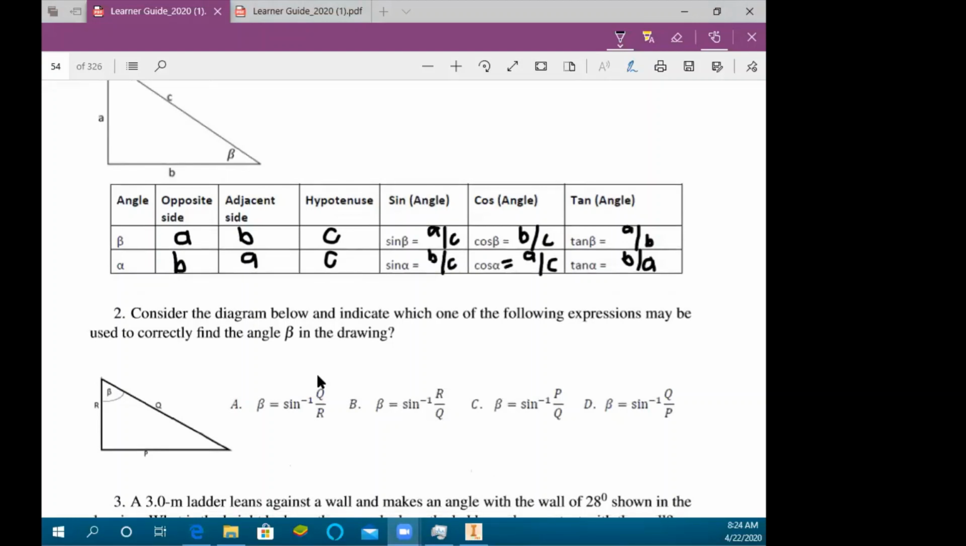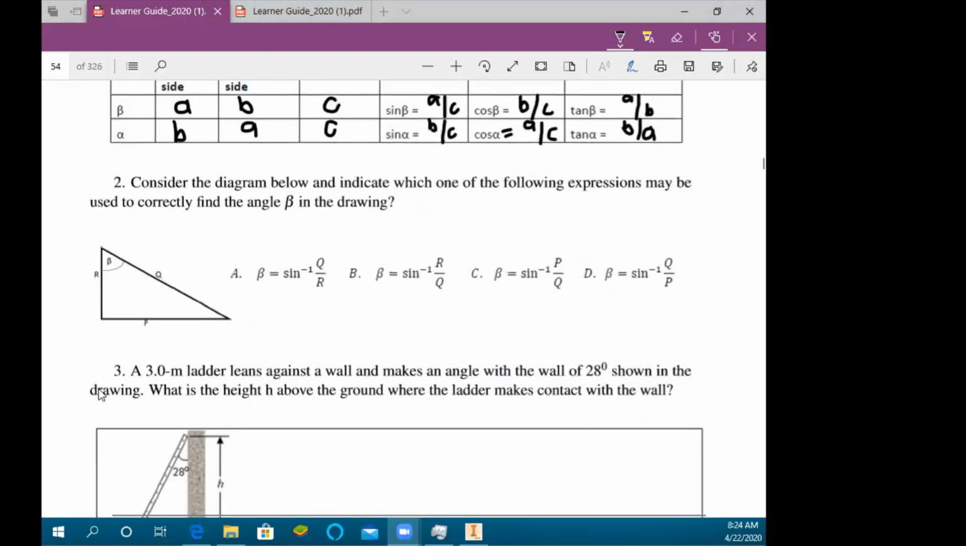Consider the diagram below and indicate which one of the following expressions may be used to correctly find the angle beta in the drawing. You see beta is located in this corner of the triangle between side R and side Q. It is opposite to side P. So which expression may be used to correctly find the angle beta?